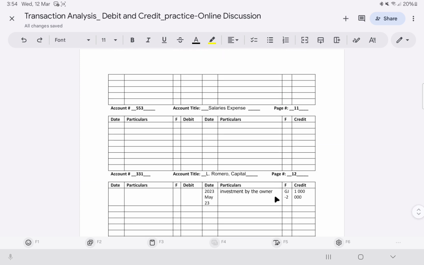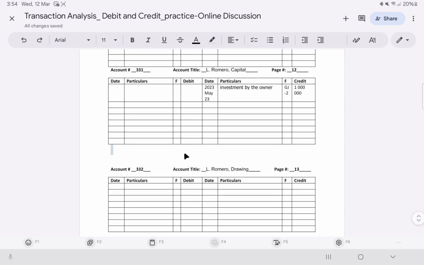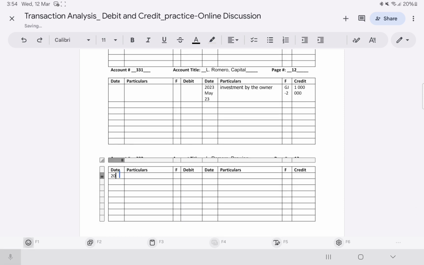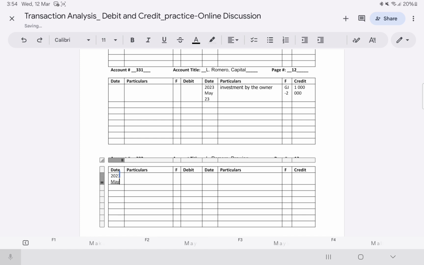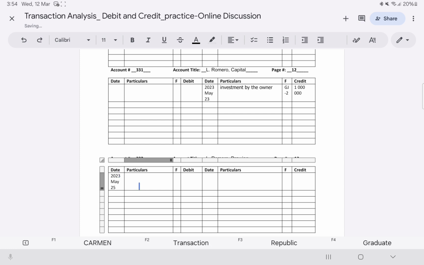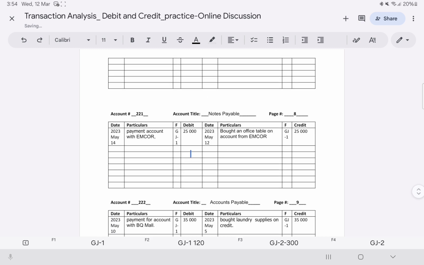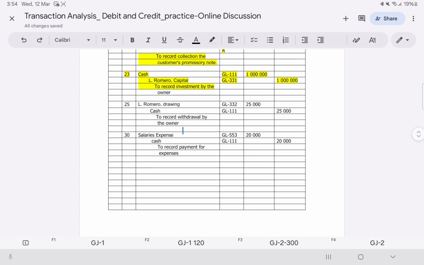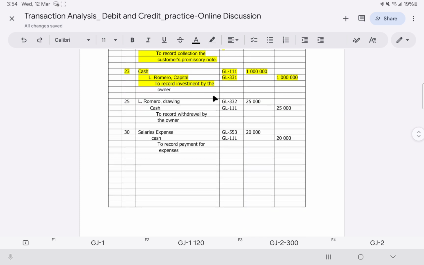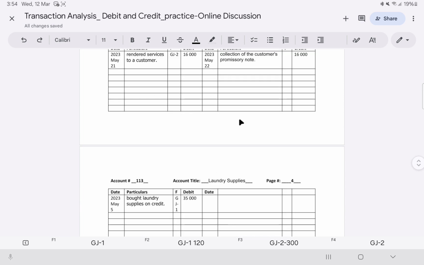Find the drawing account. Okay. So this is 2023, May 25, withdrawal by the owner, and this is JJ page 2. So how much is the amount? Okay, so 25,000 pesos.